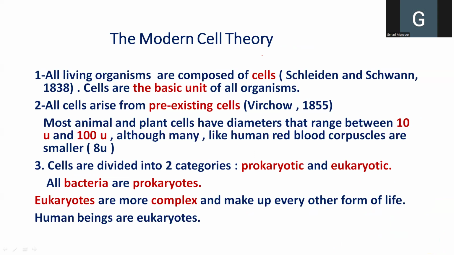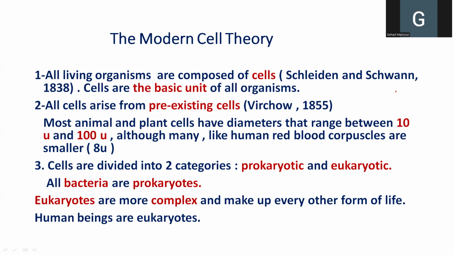The modern cell theory was postulated by Schleiden and Schwann in 1838. This modern cell theory states that all living organisms are composed of cells, or at least this postulate of the modern cell theory was put forward by Schleiden and Schwann in 1838. We will not ask you about who postulated the theory. So the cells are the basic units of all living organisms.